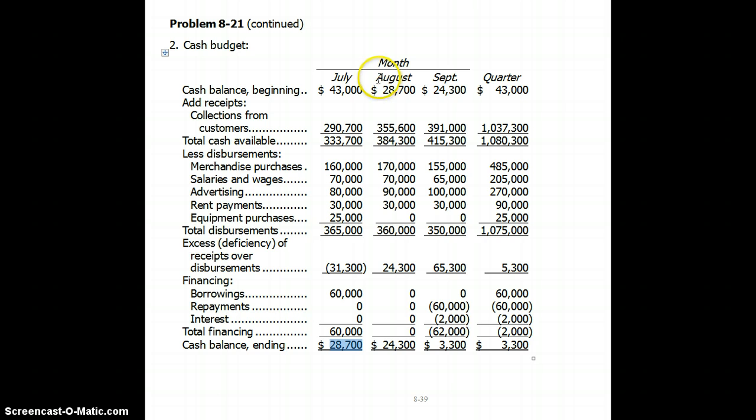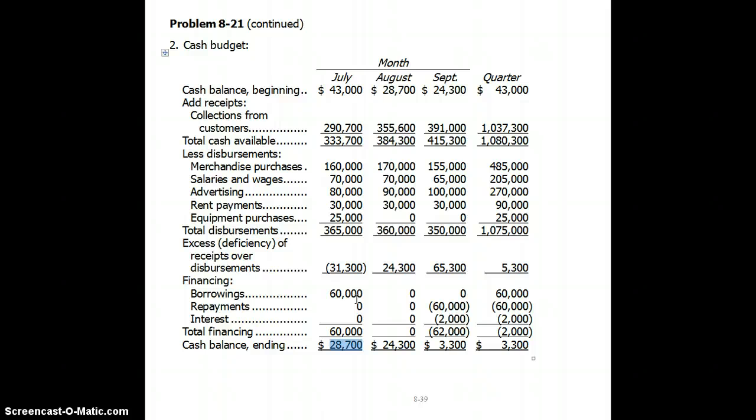$28,700. Looking further, the ending balance of one month becomes the beginning balance of the next month. So 28.7 is our balance at the end of July, becomes the beginning balance in August. To that, we add our collection from customers of $355,600, to give us cash available of $384,300.